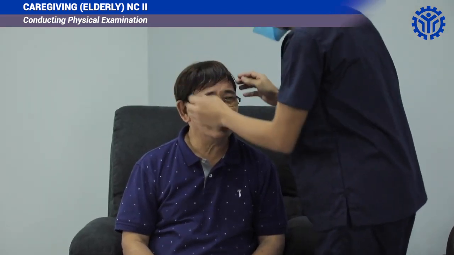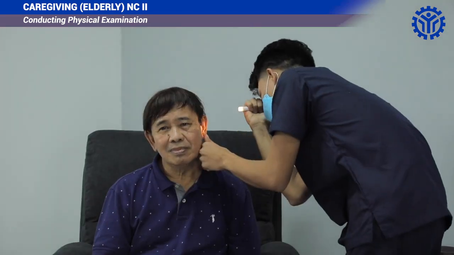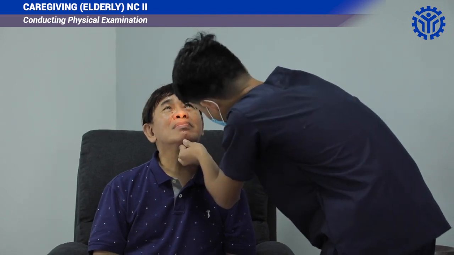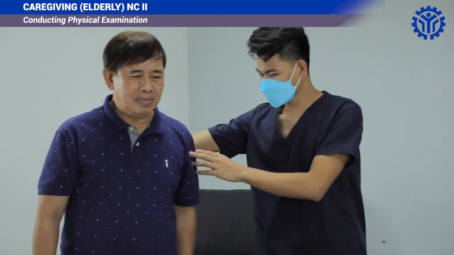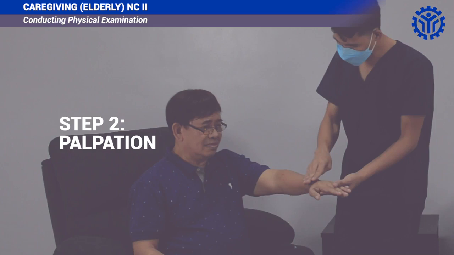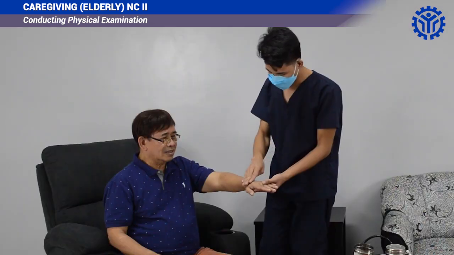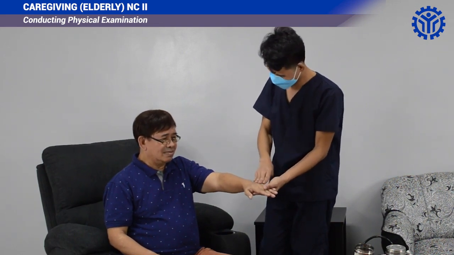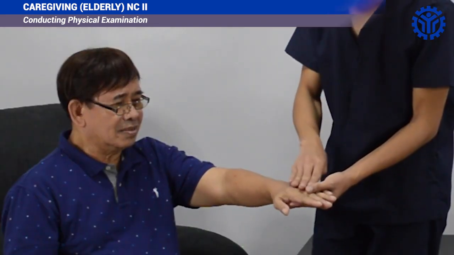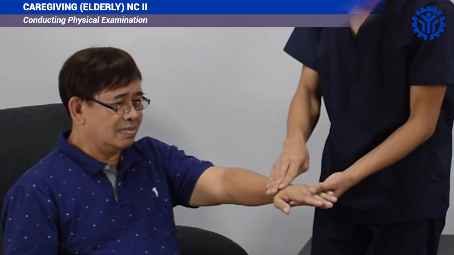Inspect the head, eyes, ears, mouth, nose, arms, posture, and gait of the client. Step 2. Palpation. Touch the client with different parts of your hands using different degrees of pressure. Make sure to keep your fingernails short and your hands warm.